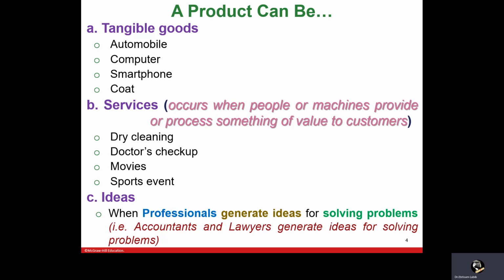Also, ideas are considered a type of product when professionals generate ideas to solve problems. For example, when accountants and lawyers try to solve certain problems by giving an idea to solve a certain accounting problem or legal problem for their customers.